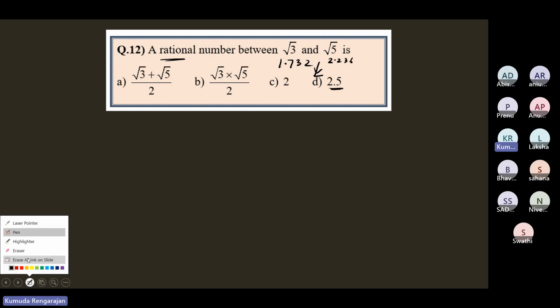So 2 is a rational number. See, between 1.732 and 2.236 you have 2, and 2 is a rational number. 2.5 is also a rational number, but it is not between these two numbers. What is root 3? 1.732. This one is 2.236. You should know these values. 2.5 is not between these two. This is 2.2. This is 1.7. 2.5 is beyond this. So 2.5 is a rational number, but it's not between these two. So 2 is the correct answer.